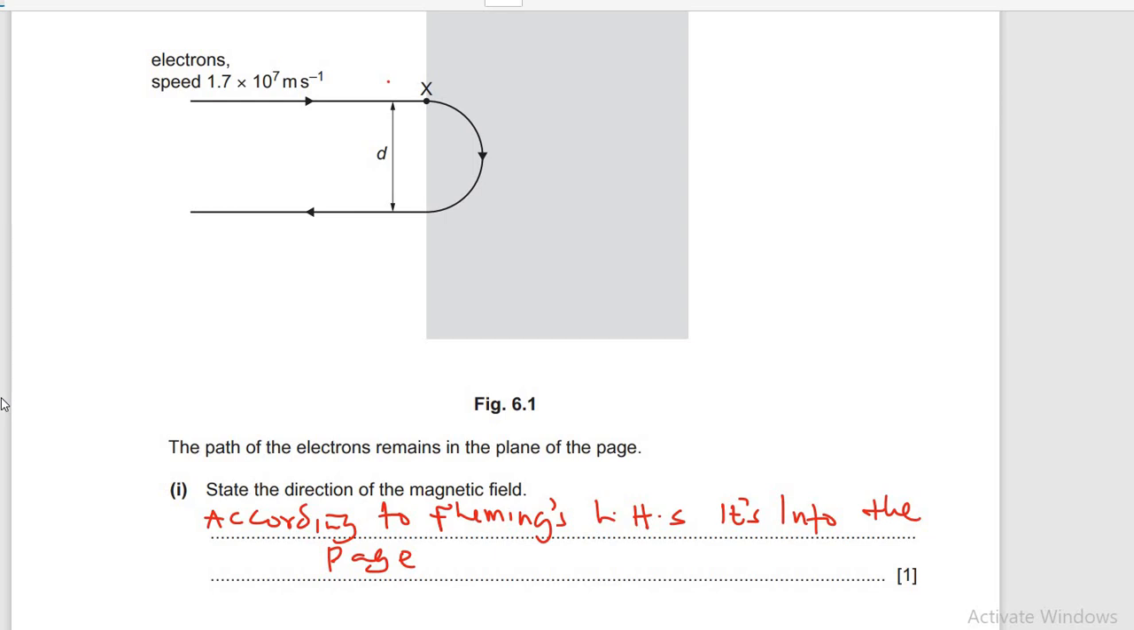Why is it into the page? Because, okay, let me show you something. Into the page, the electron is going like this. The electron is negative.